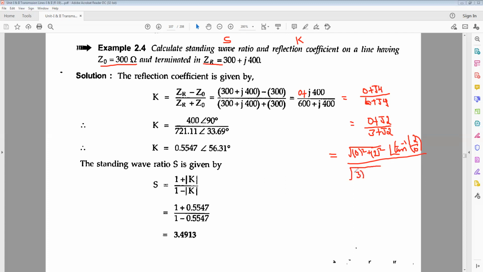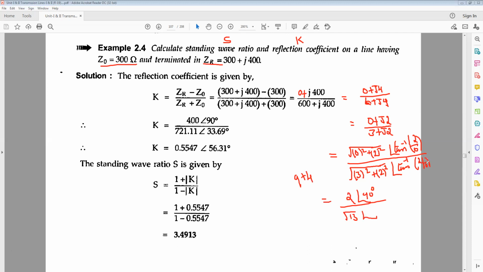3 square plus 2 square, and the angle is tan inverse 2 by 3. And now in the numerator you can see 0 square plus 2 square is 2 only, 2 with an angle of 90 degrees, and in the denominator 3 square is 9, 2 square is 4, 9 plus 4 is 13, under root of 13, and angle tan inverse 2 by 3.